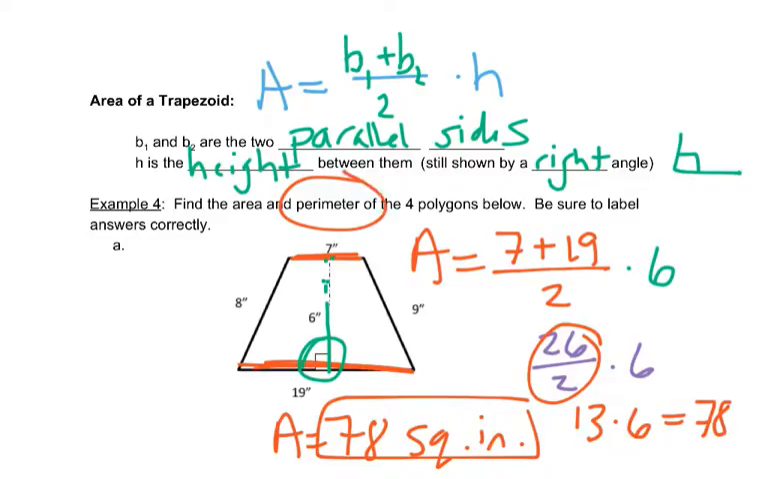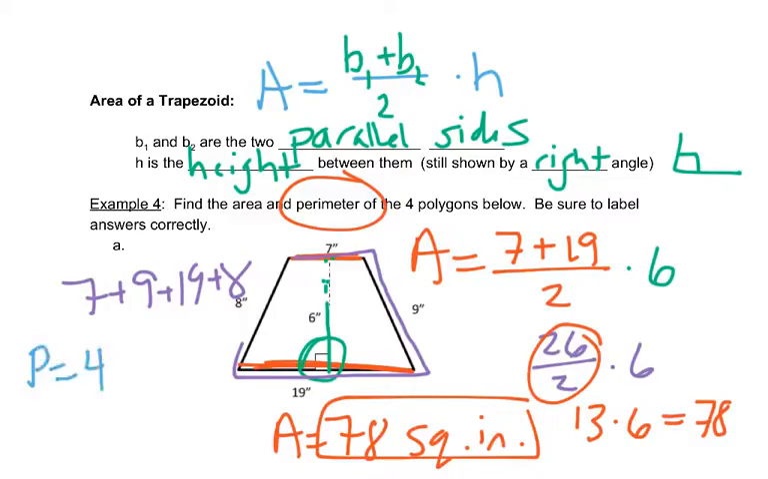Now it also asks for the perimeter. The perimeter still just walks around the outside edge. So we'd have 7 plus 9 plus 19 plus 8. So we get the perimeter is 43 inches. And it's a good idea to write P equals for perimeter and A equals for area, or write out the word perimeter and area so you keep track of what you're finding.